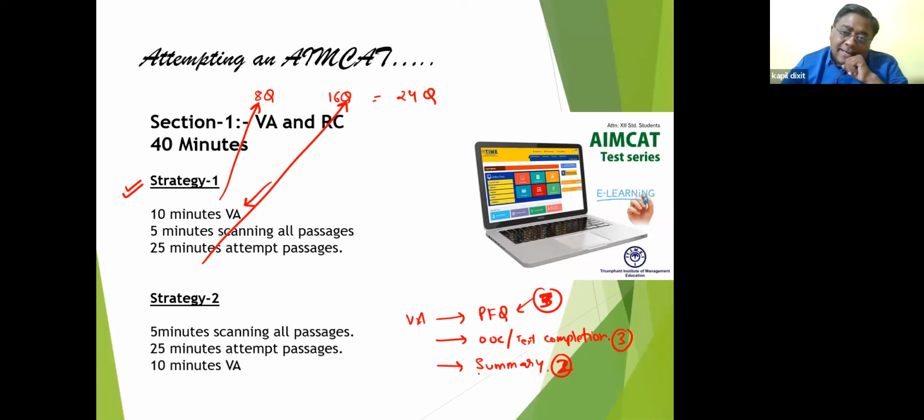So ideally one can look at attempting these 2 sets easily because they are non-negative and they do not carry a negative marking. You can actually look at attempting these 2 sets in the first 5 minute, 10 minute slot that you are allocated. So 10 minutes is decent time to attempt verbal ability, 8 questions.